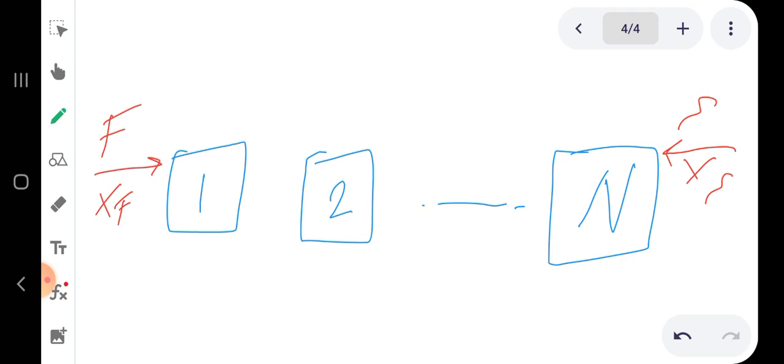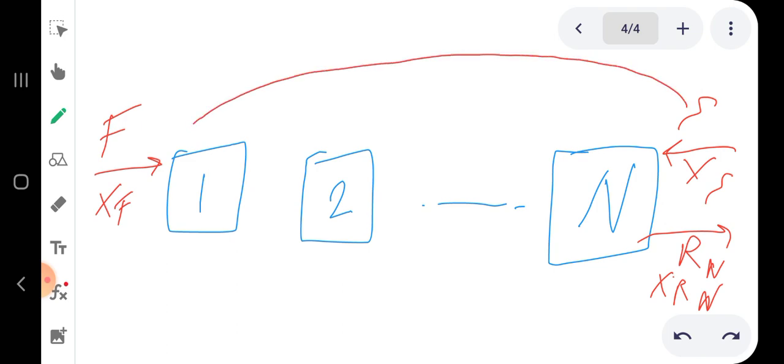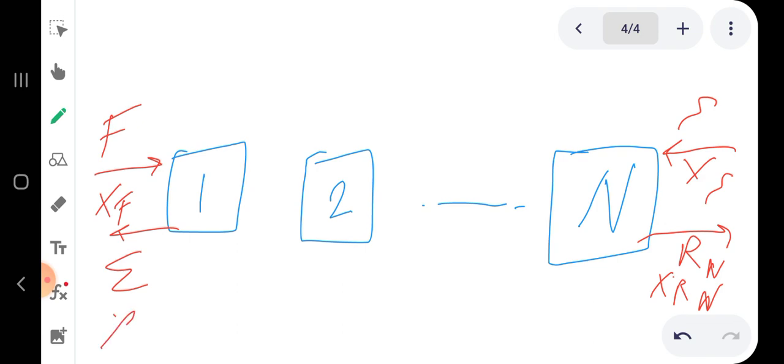Then this feed, as it moves from stage to stage, is going to be a raffinate at the end of the day, with XR. But as we agreed, the output from a given stage is going to hold its number. So this is Rn, which refers to stage n, and this is XRn. Again, the solvent, as it moves from stage n to stage 1, is going to take the solute and leave as extract here, with XE. This is the output of stage 1, so we are going to call it E1 and XE1.